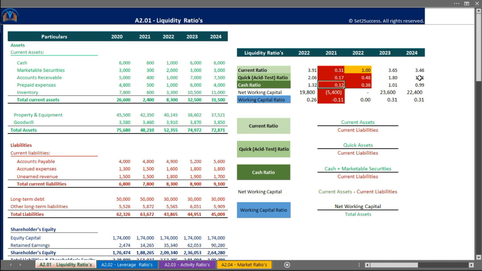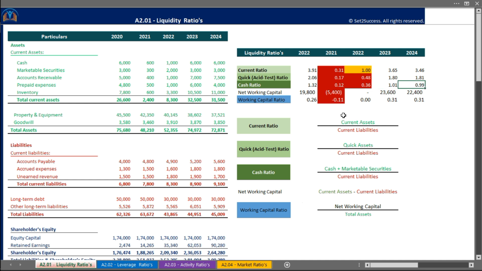Cash ratio, you know that we only take cash and marketable securities by the current liabilities. So here also we have a problem. In 2021 you can't pay your current liabilities using the cash and marketable securities. In 2022 also you can't pay, but in 2023 it's the same. It means cash and marketable securities and your current liabilities are the same.